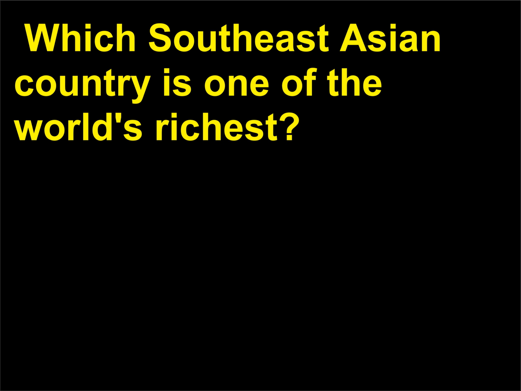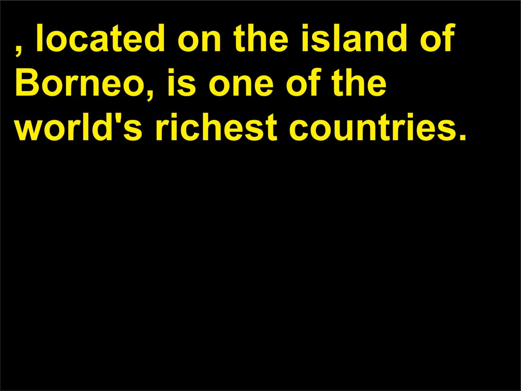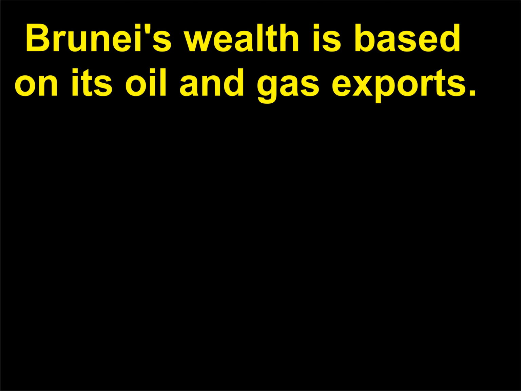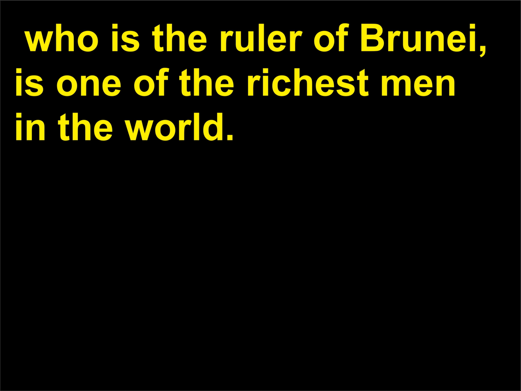Which Southeast Asian country is one of the world's richest? The tiny nation of Brunei, composed of just 2,226 square miles, 5,765 square kilometers, located on the island of Borneo, is one of the world's richest countries. Brunei's wealth is based on its oil and gas exports. Sultan and Prime Minister His Majesty Paduka Seri Baginda Sultan Haji Hassanal Bolkiah Muizzuddin Waddaulah, who is the ruler of Brunei, is one of the richest men in the world.